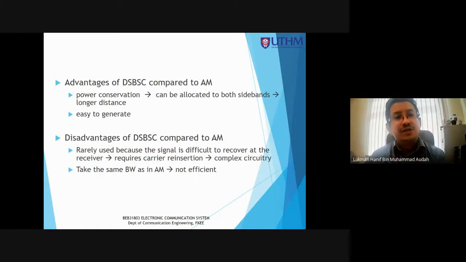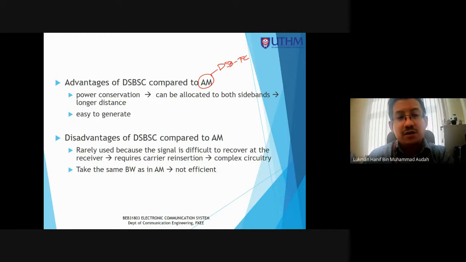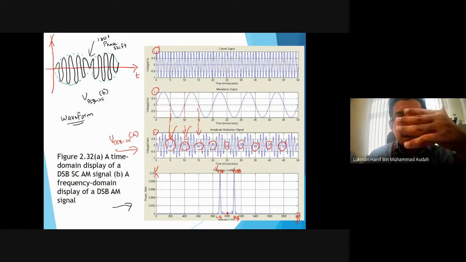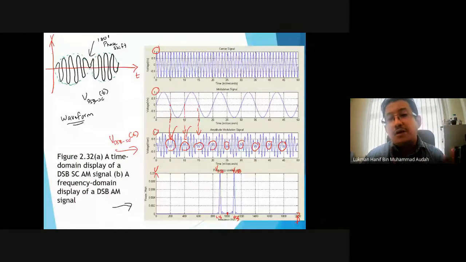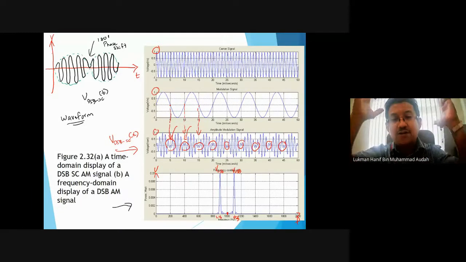So the advantage of double sideband suppressed carrier compared to AM, ini compare to double sideband full carrier. Okay. Power conservation. Of course, power conservation, because we have suppressed the carrier component, and also you're going to see later that the power of the sidebands is higher compared to the double sideband full carrier.